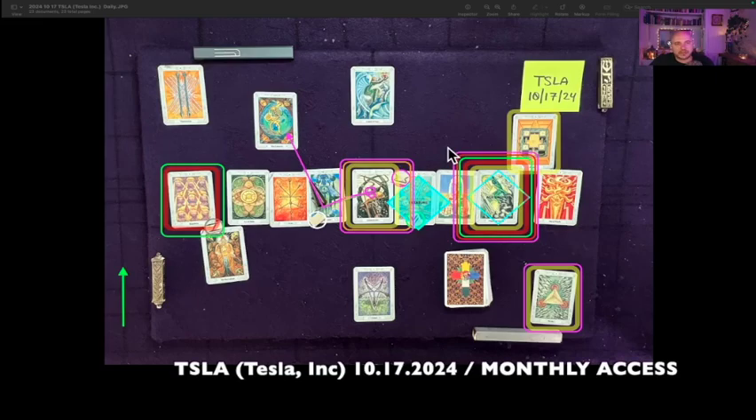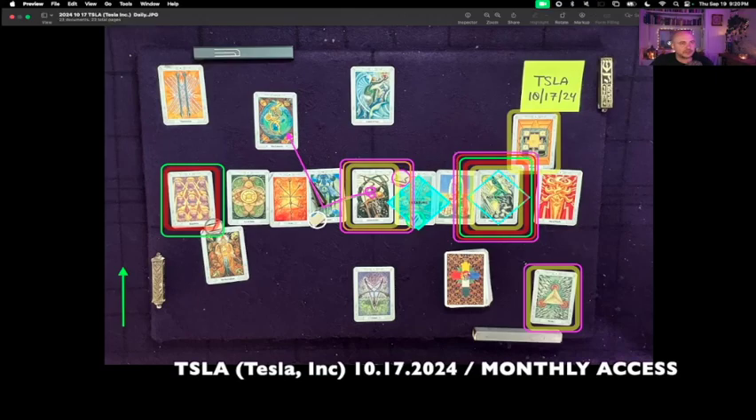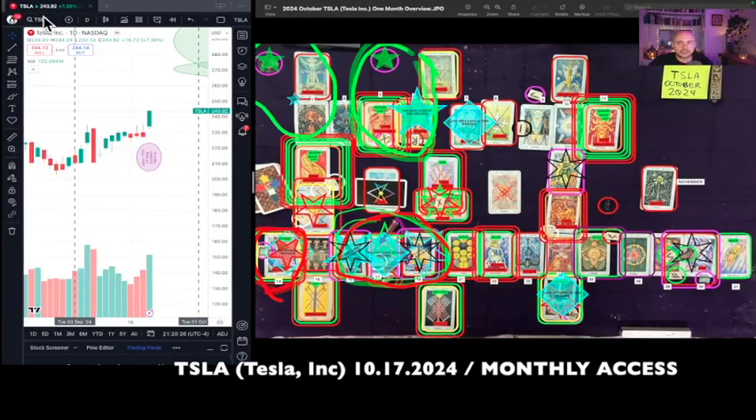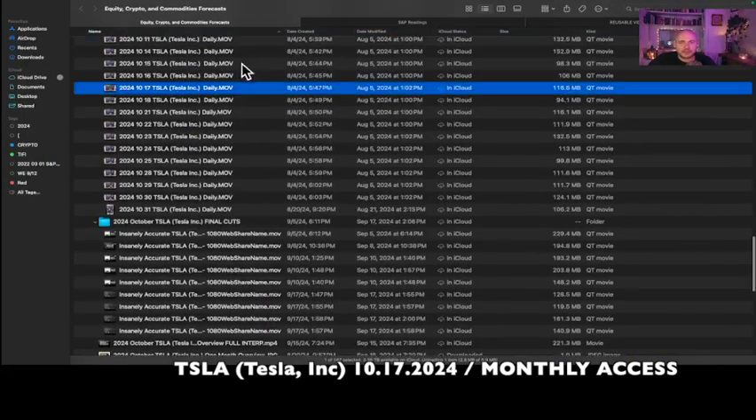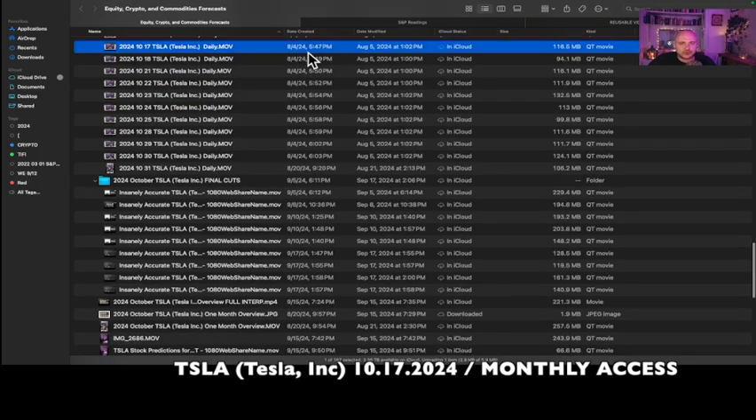This is the TSLA one-day reading for October 17th, 2024. It's currently September 19th, 2024, 9:20 p.m. Eastern Time. TSLA at the time of this reading, $243.92. That's USD. The shuffle video for the October 17th reading was created on August 4th, 2024 at 5:47 p.m.